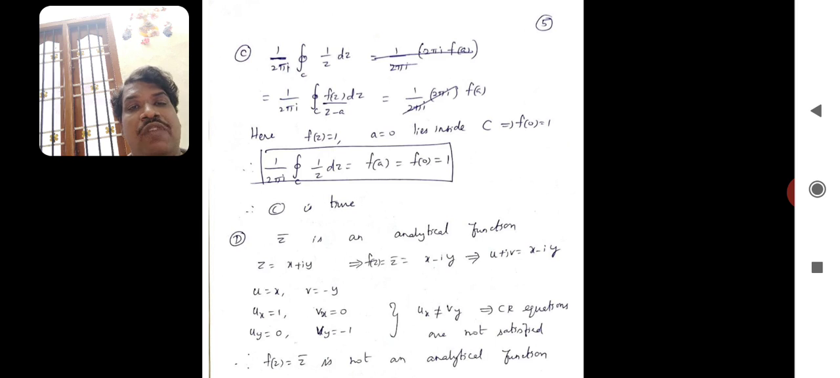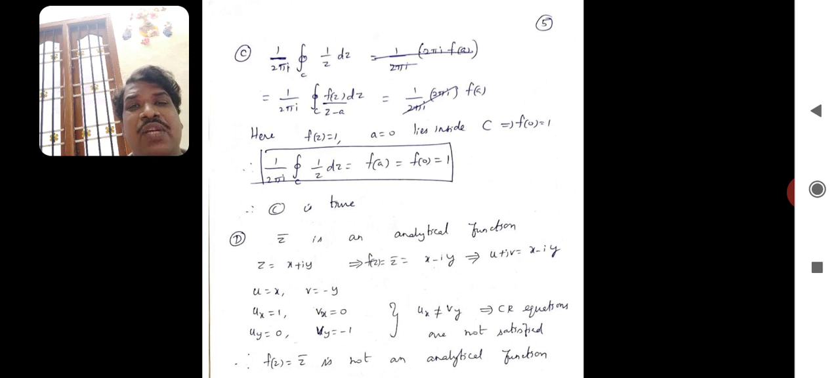Now find u suffix x, which is 1, and u suffix y, which is 0. v suffix x, the differentiation of v with respect to x: there is no x term, so the answer is 0. v suffix y, the partial differentiation of v with respect to y: minus y becomes minus 1. Now we can easily see u x is not equal to v y, because u x is 1 and v y is minus 1.